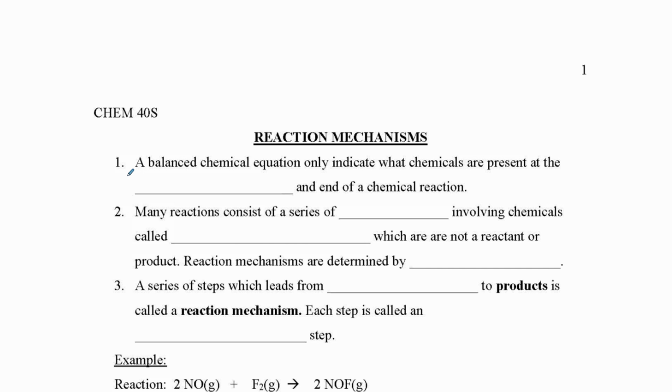So basically, a reaction mechanism is just breaking down a reaction into a series of steps, because it's quite unusual for the reactants to all come together in collisions all at the same time and to form the products. Usually these collisions happen in steps in order to get from reactants to products. So when you see the final balanced chemical equation, it only tells you which chemicals are present at the beginning, the reactants, and the end, the products of a chemical reaction. Really though, most reactions have a series of steps.